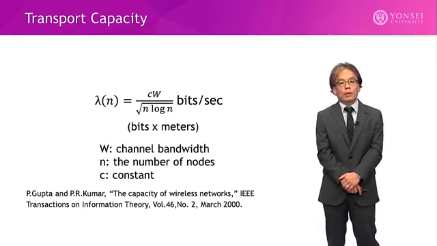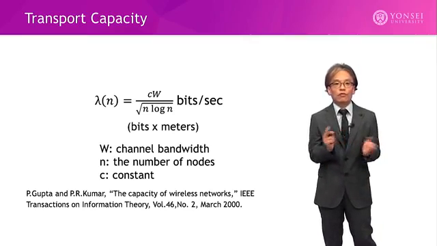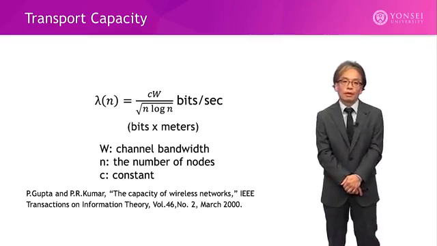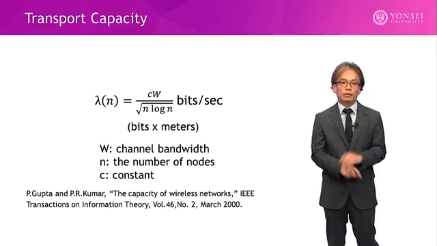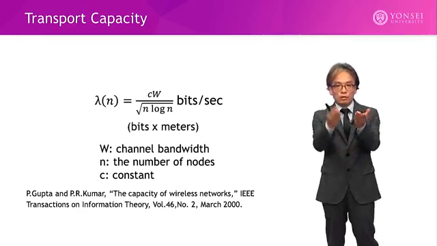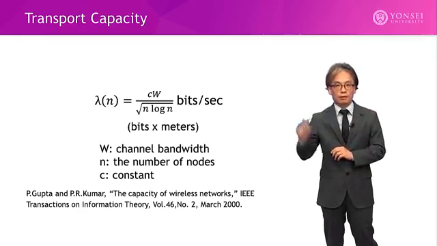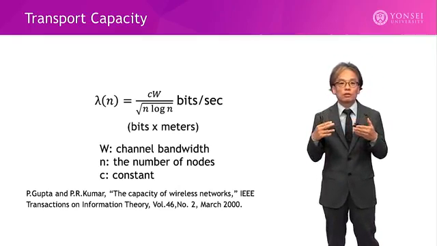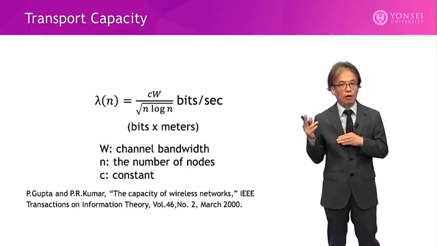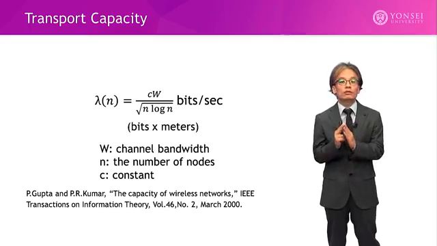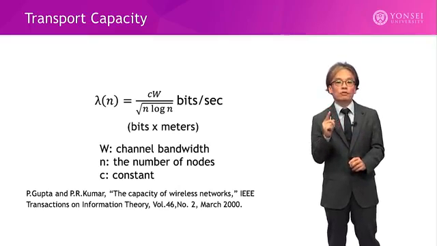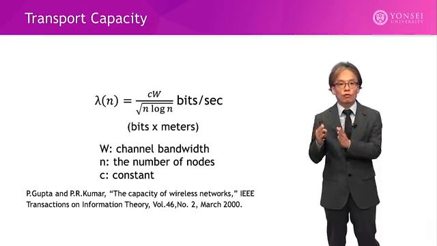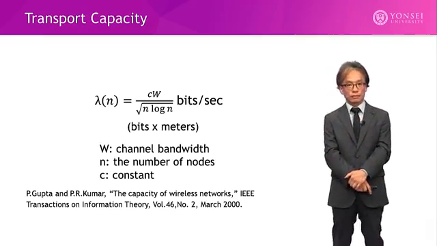In their original paper, they define the capacity in a slightly different way than the others. That is the so-called transport capacity. Transport capacity is actually a multiplication. If you look at this slide in the middle, there are bits multiplied by meters. When Gupta and Kumar defined transport capacity, they were interested in the number of bits that can be transmitted per second. However, they were also interested in the travel distance of bits. If one bit travels twice as many meters as the others, then transport capacity becomes twice that of the others.